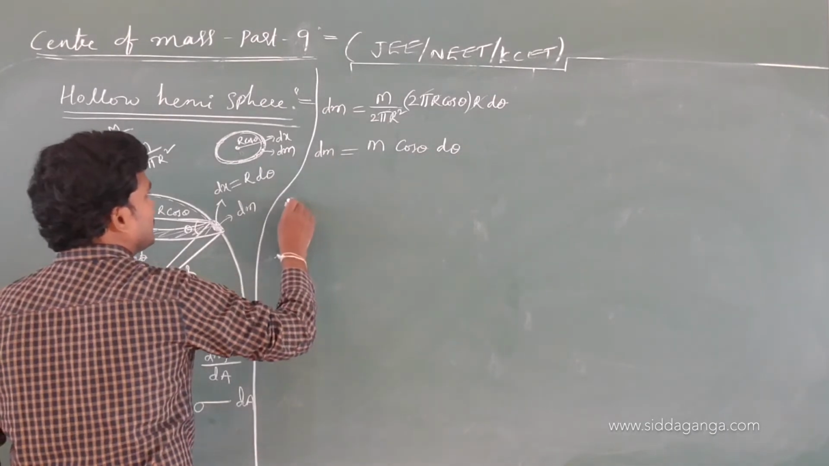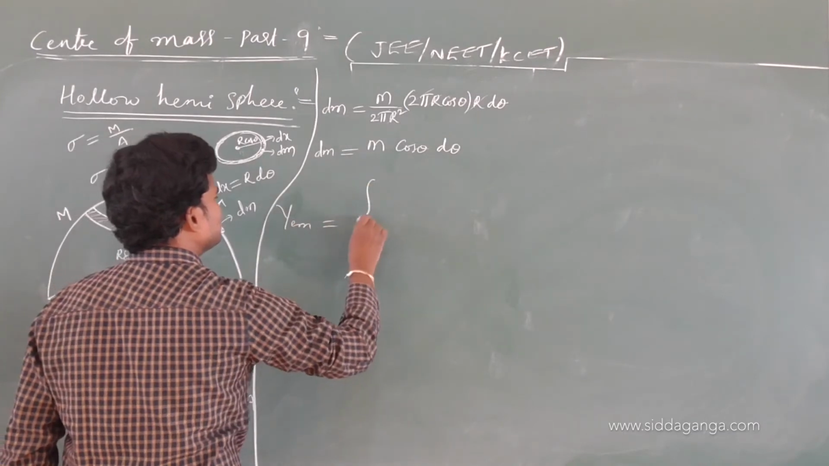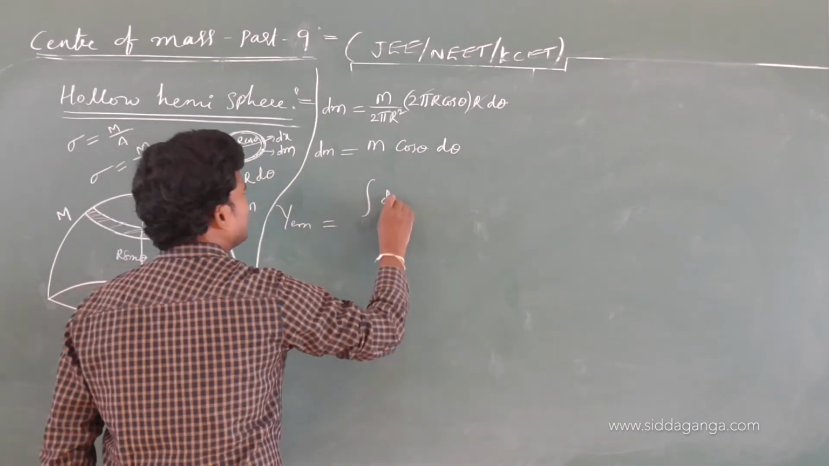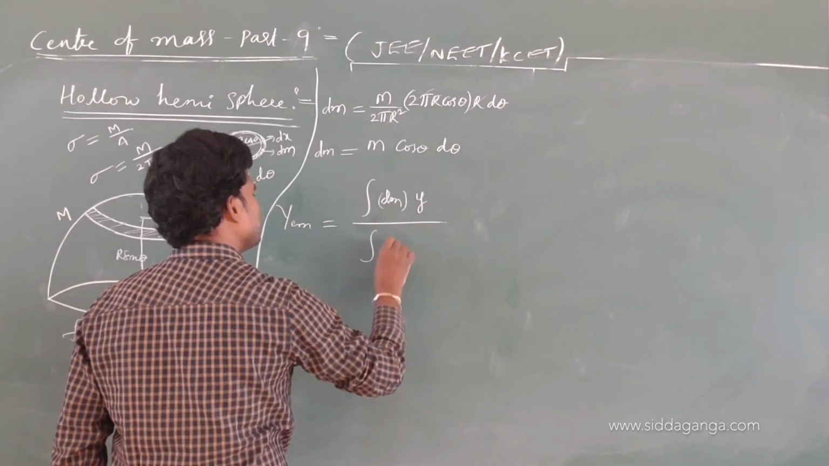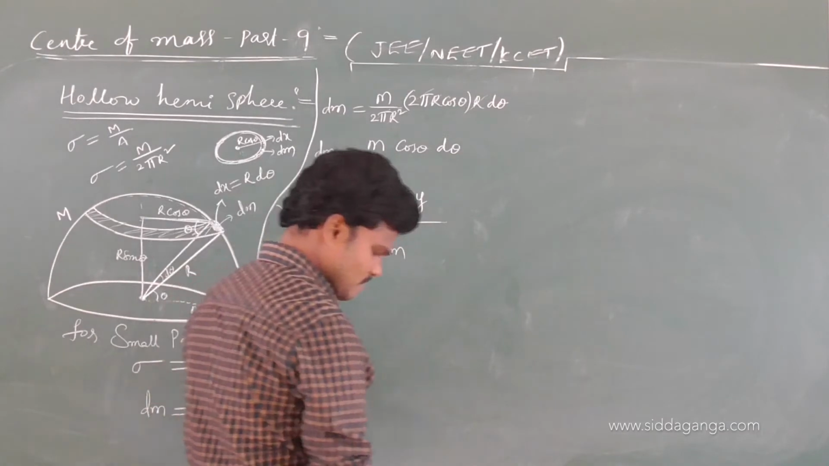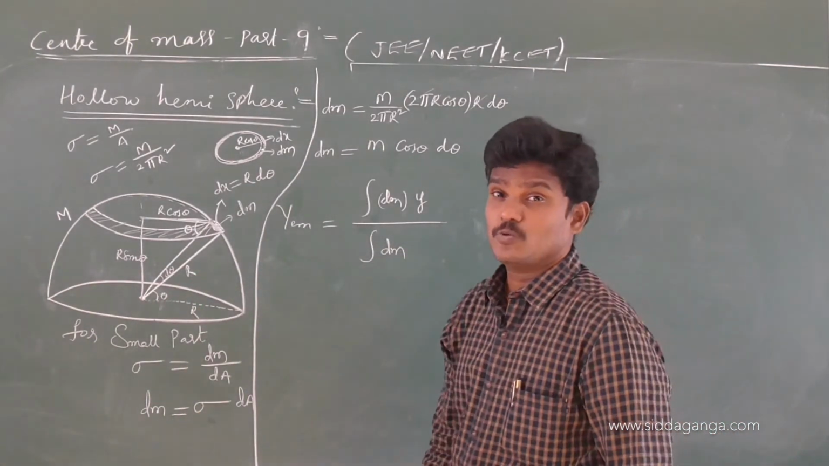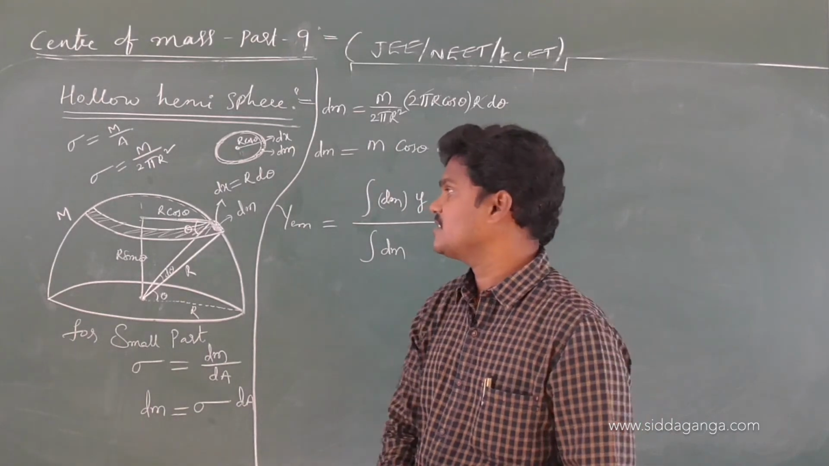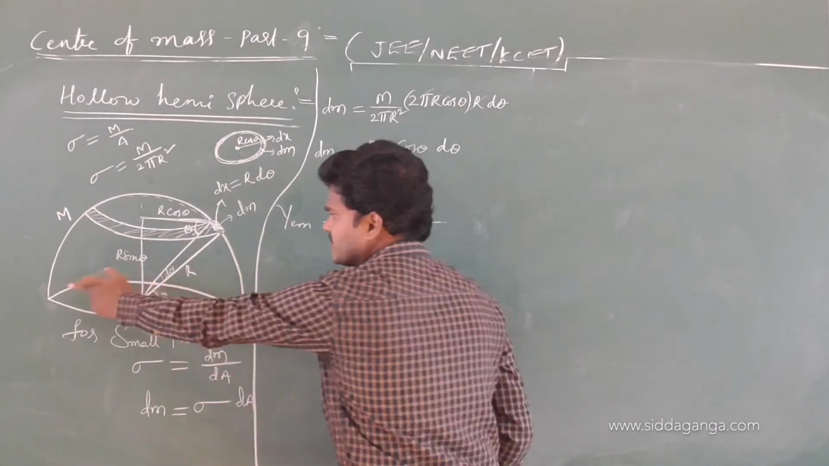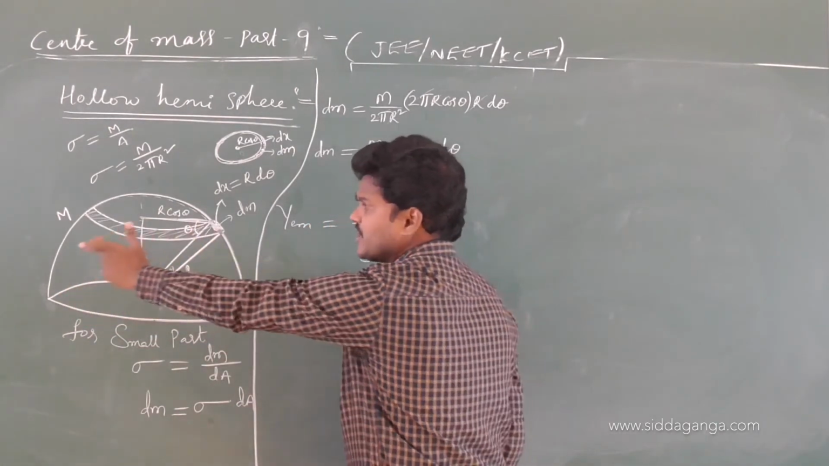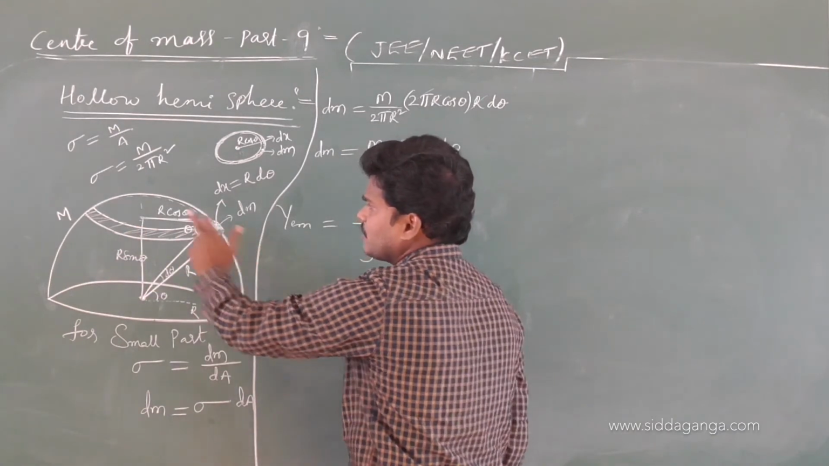So I got dm. Then let us find the y coordinate of center of mass. Integration of dm into y component over integration of dm. Identify the limits here. Limits 0 to pi, or 0 to 180, or 0 to 90. Tell me which one is correct. If you take this element here, the opposite element is also covered. If you take here, the opposite is also covered.